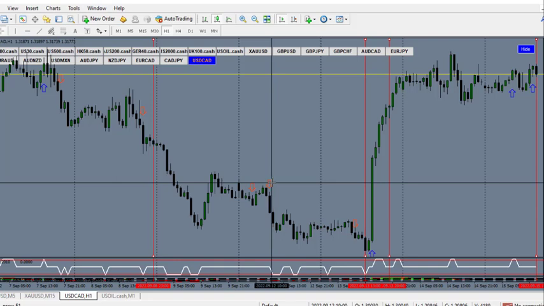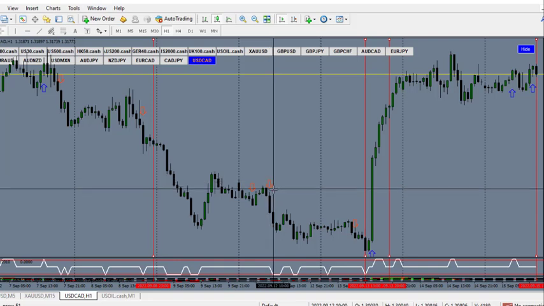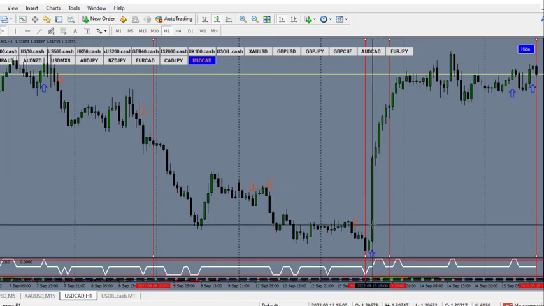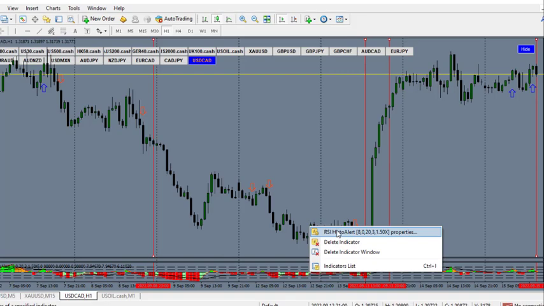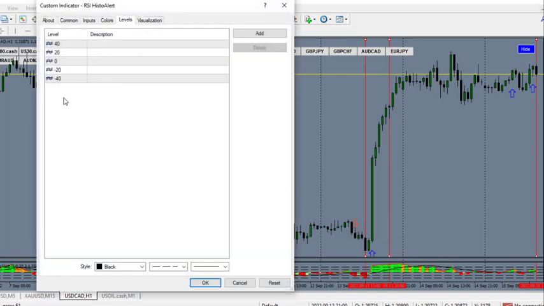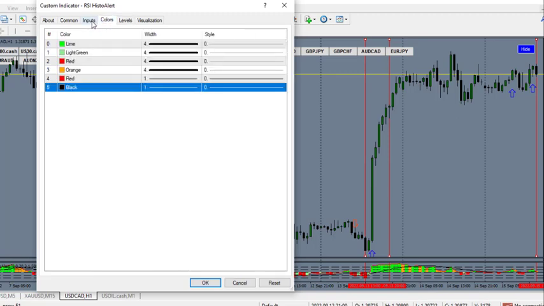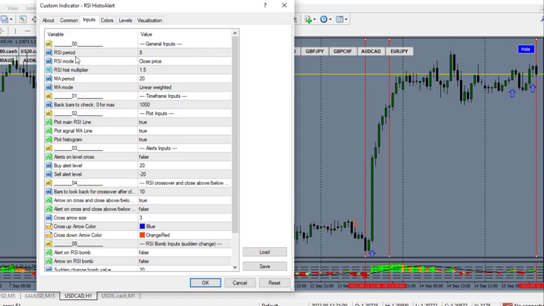We have sell here, and here is an agreement. At this particular point we have another one. So the only indicator you need is the last one, the indicator that gave us this arrow, and here are the settings for this particular indicator. So the RSI period is 8. You can play with this RSI period and the MA period. Every other thing, leave it the way it is.